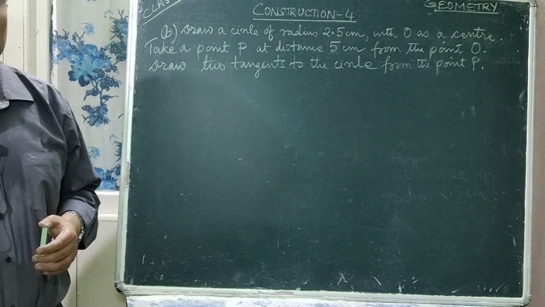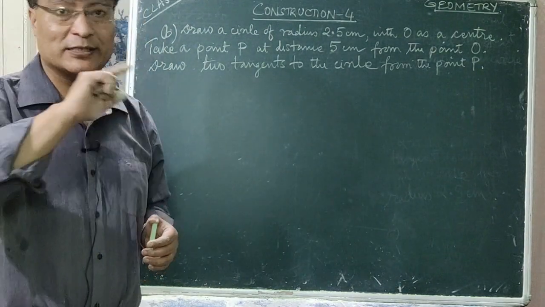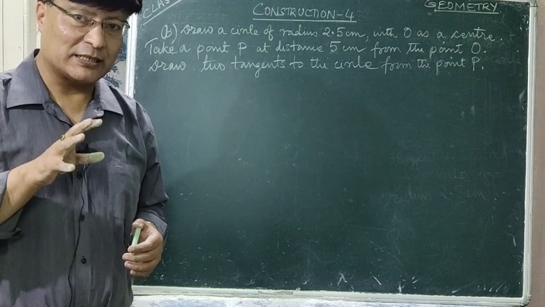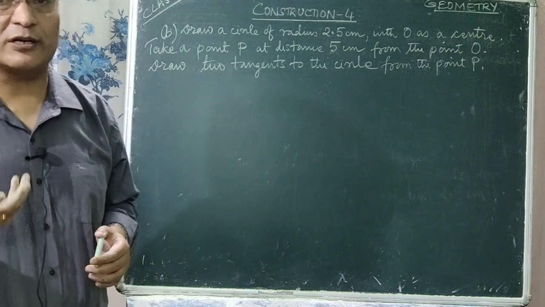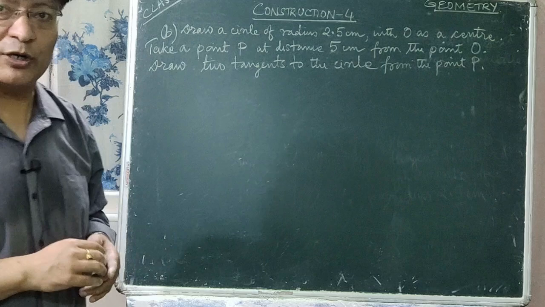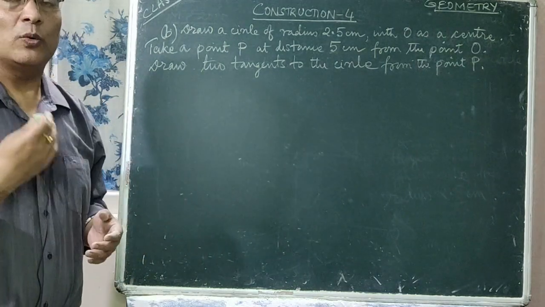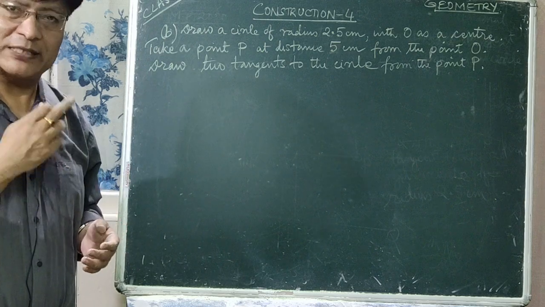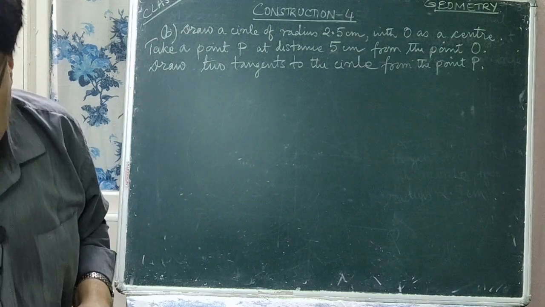If you want to draw only one tangent to the given circle, then you have to draw a semicircle. But if you want to draw two tangents to the given circle, you have to draw a full circle in that case. The problem is the same as the previous one, but you have to draw a full circle. In the previous construction, we drew a semicircle. Now in this case, we'll draw a full circle.